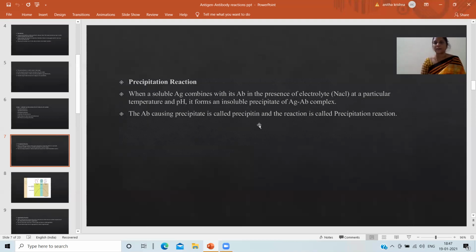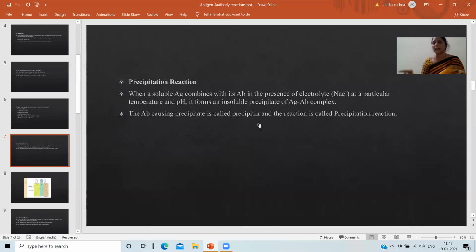And once the precipitate is formed, you have to take the tubes and subject them to centrifugation. And after centrifugation, you have to decant the supernatant liquid, and whatever precipitate is formed will settle down as a pellet. You have to take out the pellet, collect the pellet, and weigh it.